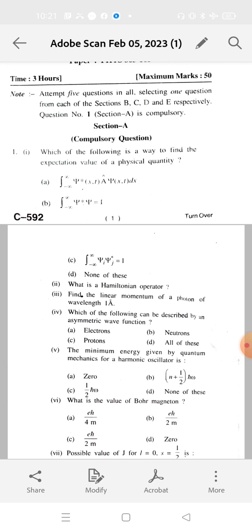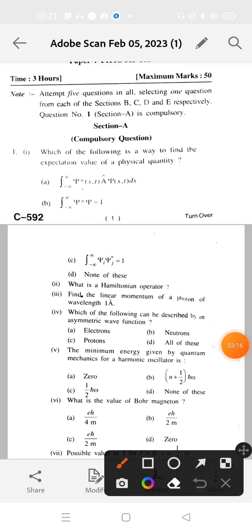Part number 5, the minimum energy given by quantum mechanics for a harmonic oscillator is. So we are talking about minimum energy. For minimum energy, n, which is a quantum number, is taken equal to 0. So minimum energy of harmonic oscillator is half h cross omega. We know what h cross is. h cross is equal to h divided by 2 pi, and h is Planck's constant.